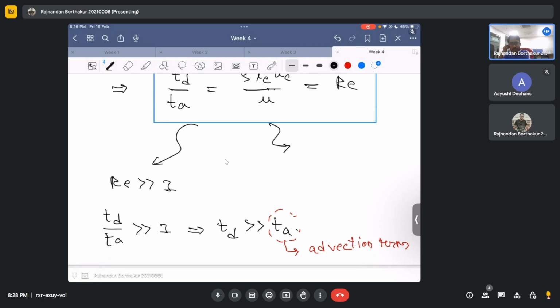In the same spirit, if the Reynolds number is very small, we will choose TD to be our time scale of the problem.